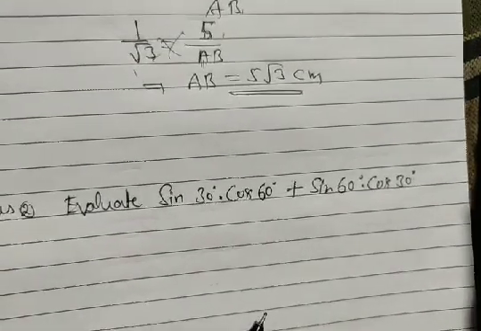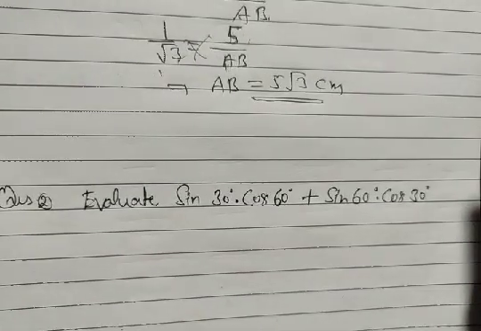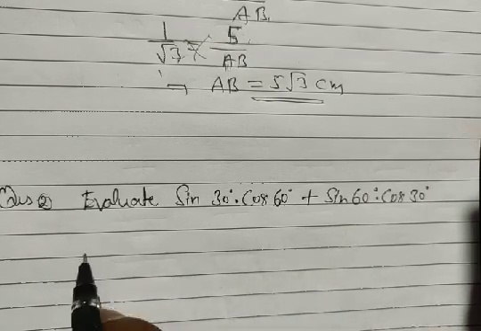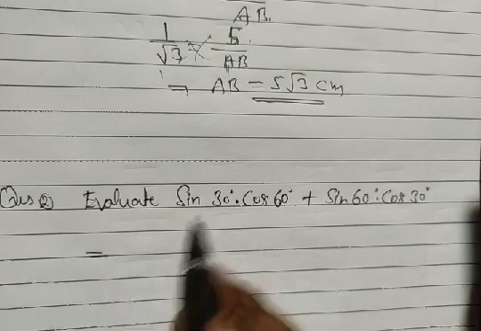Now we have moved to another problem. We have to evaluate sine 30 into cos 60 plus sine 60 into cos 30. We have to find the value of the given expression. To get the value, we are going to put in the values.